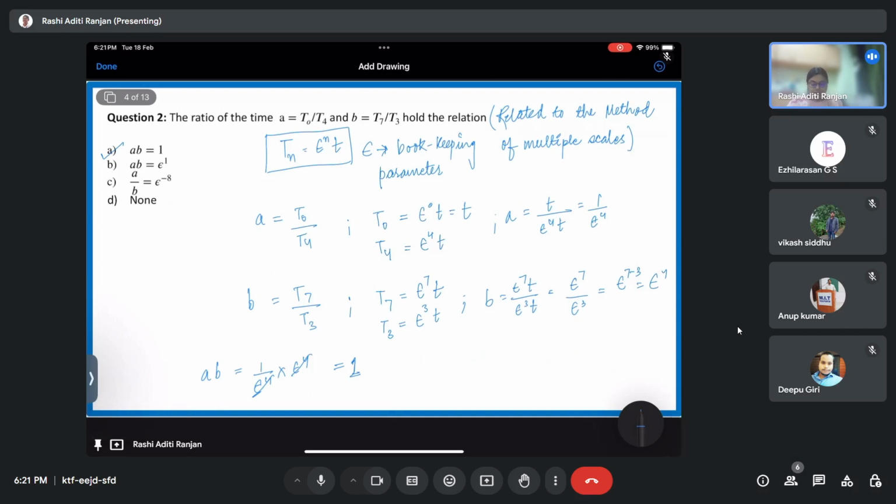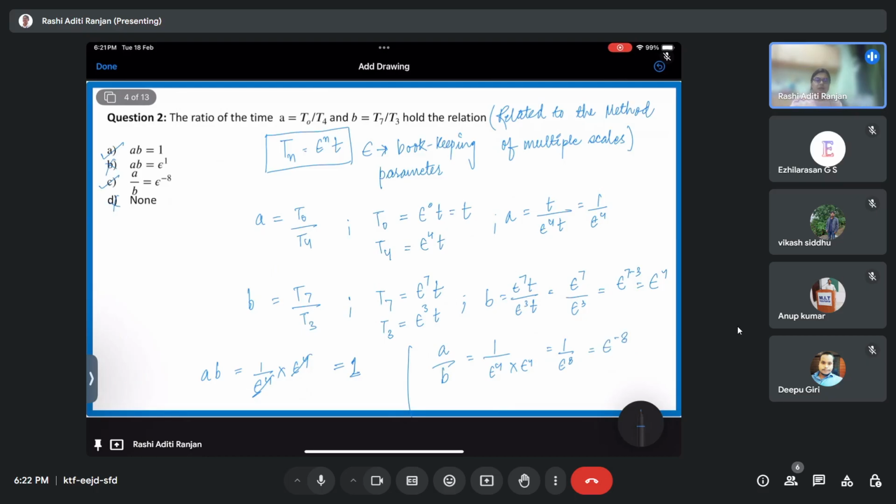Okay. Second one is A by B. So we have A by B as 1 by. Okay, so this is also the correct option. These are the wrong options.